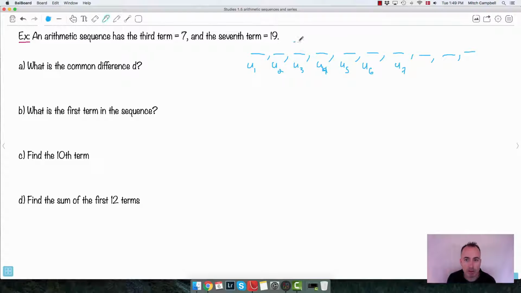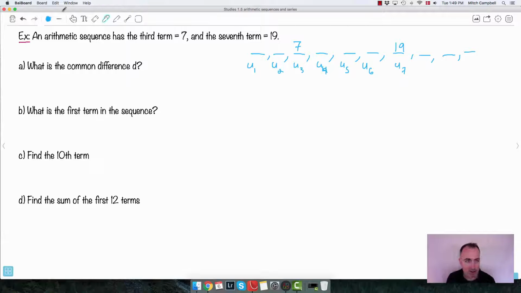So I know that the third term, U3, is 7. I know the seventh term is 19. And I've got to figure out the common difference. Do you see, you could try guessing. If you guessed what the common difference is, add that, put that number here. Add that common difference again, put it here. Add that common difference again, get here. Add it again, you better get 19. So you could actually do it by just guessing.